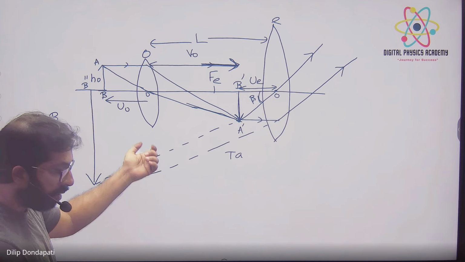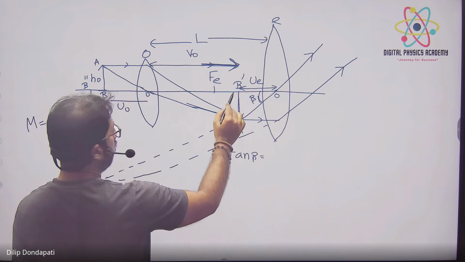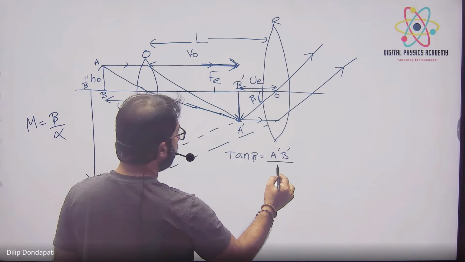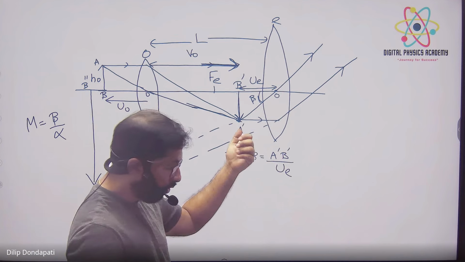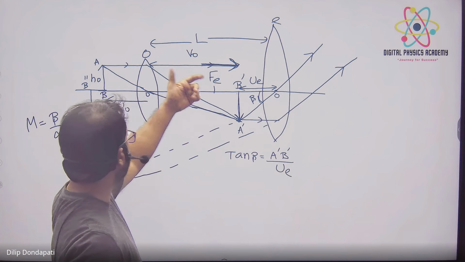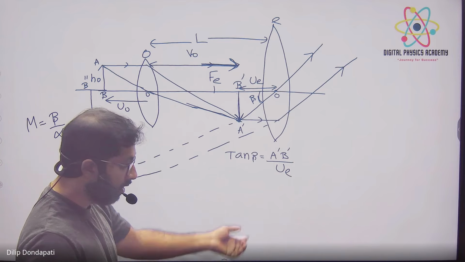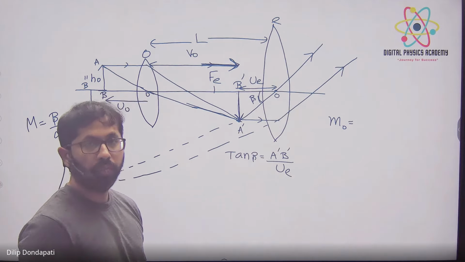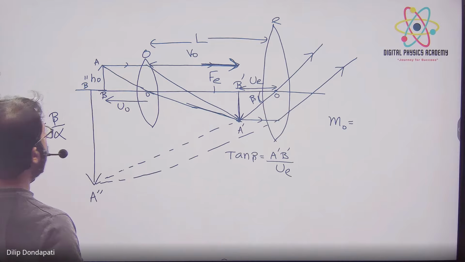Okay. Now how much is tan beta? Tell me. Tan beta is opposite by adjacent: A dash B dash by UE. Right? Now I want to convert in terms of VO, UO and so on. I don't want to keep A dash B dash. I want to convert in terms of VO, UO. So for that we are going to use the magnification concept. What is the magnification formula? Tell me. Magnification formula is V by U equal to HI by HO, right? Okay. Say this for the objective lens. What is HI by HO?